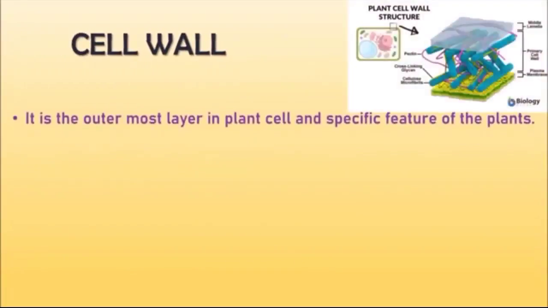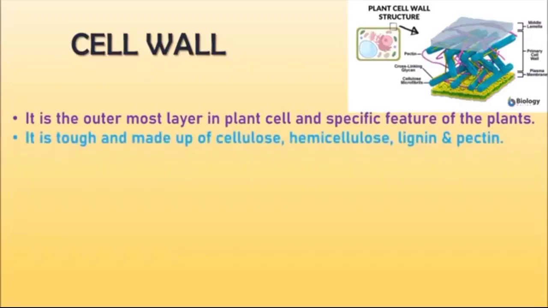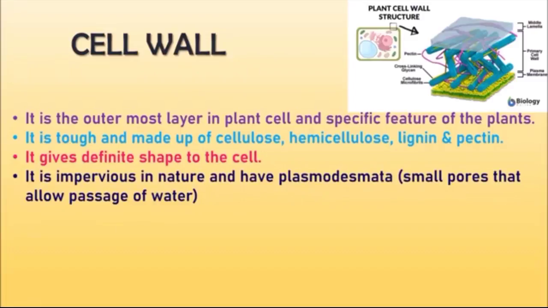It is the outermost layer in the plant cell, and it is the specific feature of the plants. It is tough and made of cellulose, hemicellulose, lignin and pectin. It gives definite shape to the cell. It is impervious in nature. That means it does not allow even the water molecule to pass through it. But it contains plasmodesmata, which are small pores that allow the passage of water.